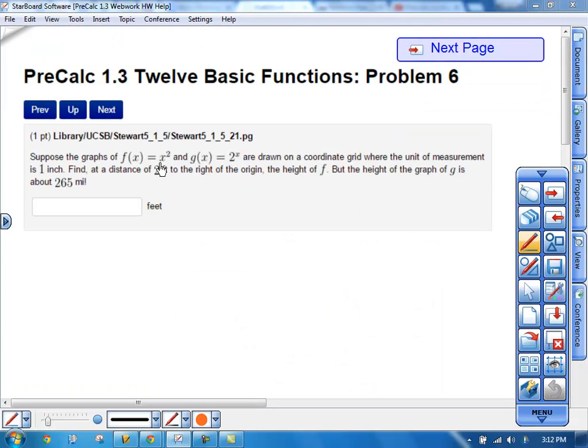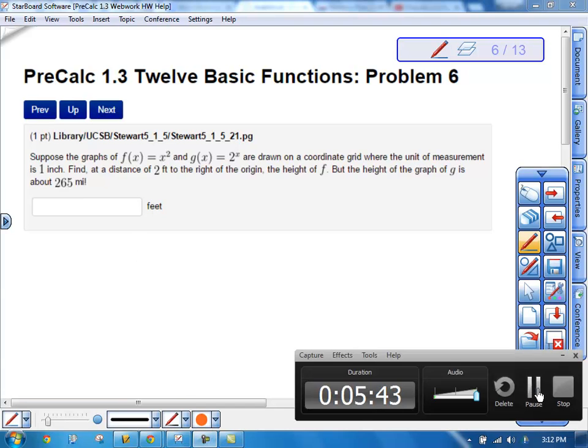Okay, next question then says, suppose we have two functions, x squared and 2 to the x, are drawn on the coordinate grid, where the unit of measurement is 1 inch. Find the distance of 2 feet to the right of the origin, the height of f, but the height of the graph G is about 265 miles. Okay, so let's do that real quick.